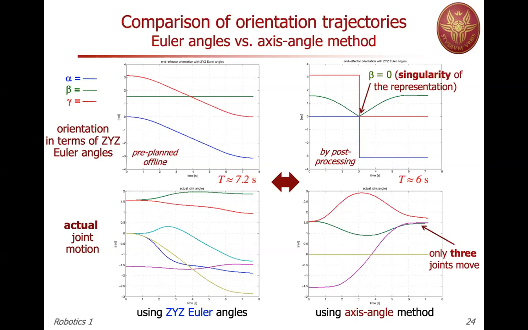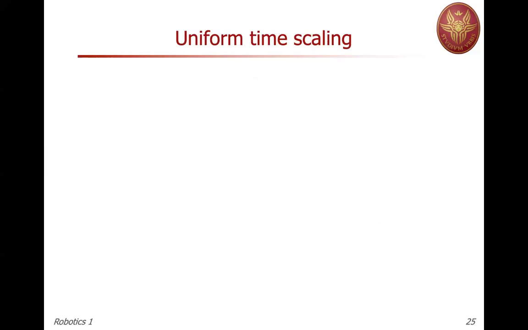Okay, so let's move on and conclude this block of slides by presenting a property which can be applied to any trajectory, no matter if in joint space or in Cartesian space. It's here just because it concludes the whole block of trajectory planning, and it is called uniform time scaling.